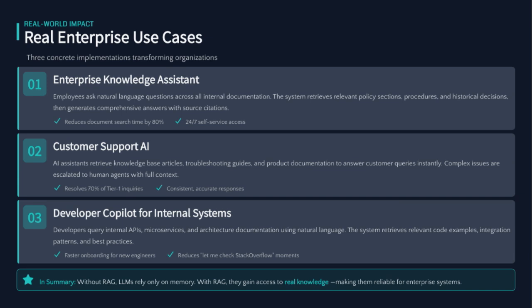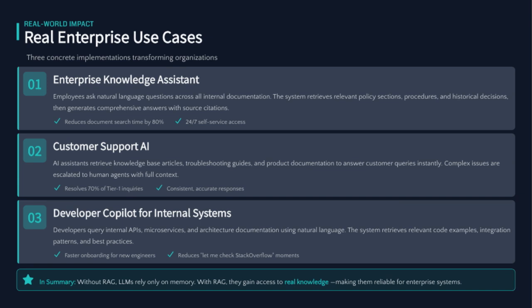Developers can now query internal APIs, microservices, and architecture documentation using natural language, and the system retrieves useful code examples, integration patterns, and best practices. Think of it as a developer co-pilot for internal systems, delivering consistent, accurate responses that resolve around 70% of Tier 1 inquiries. It pulls knowledge base articles, troubleshooting guides, and product documentation to answer customer questions instantly. For more complex issues, it escalates to human agents but provides the full context to make their job easier.